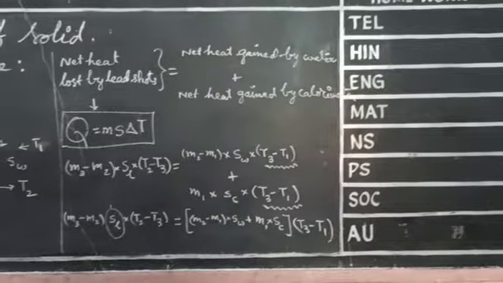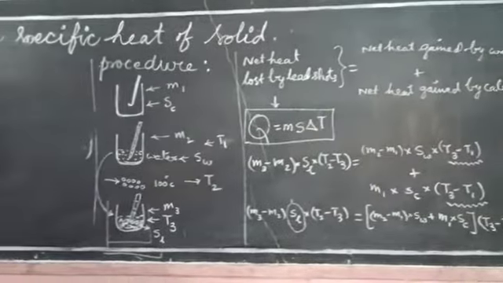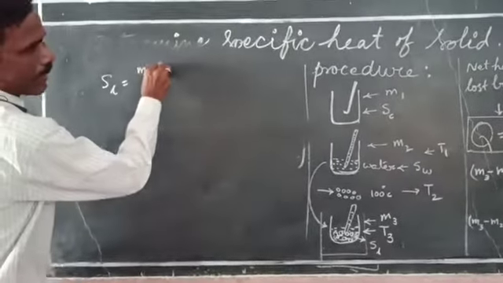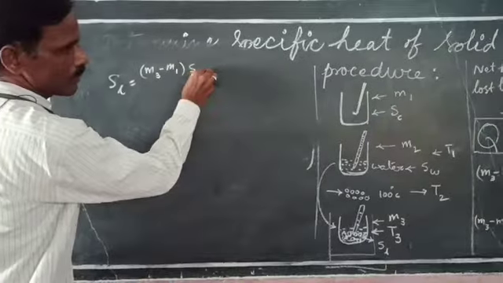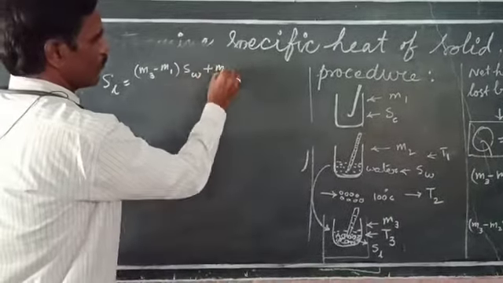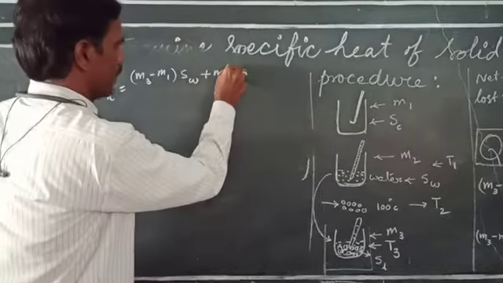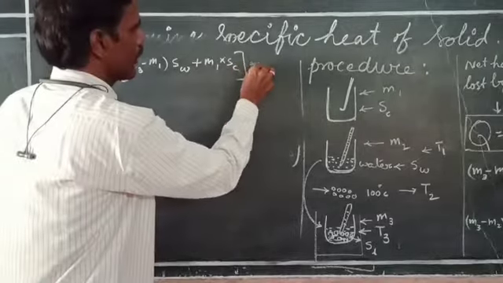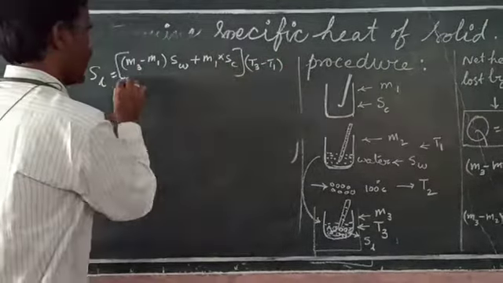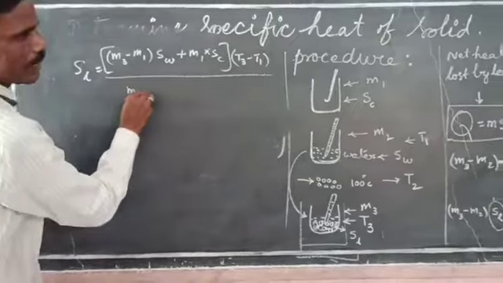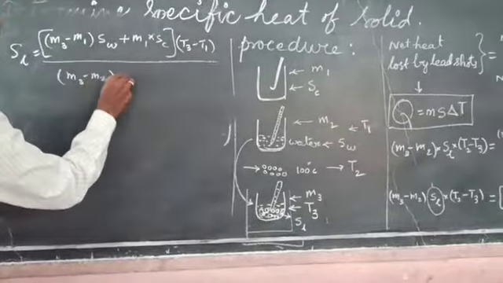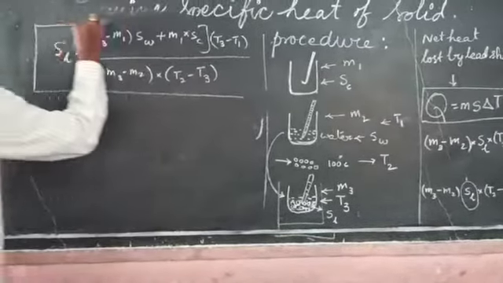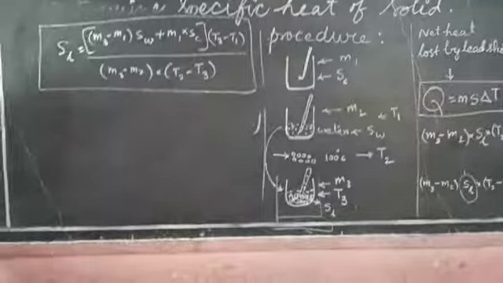By transposing the terms, we get SL is equal to [(M2 minus M1) into SW plus M1 into SC] multiplied by (T3 minus T1), divided by (M3 minus M2) into (T2 minus T3). This is the relation to find the specific heat of lead shots.